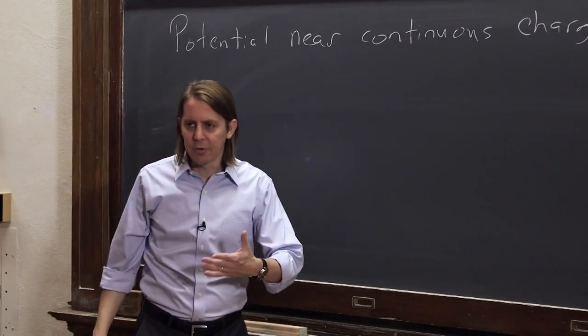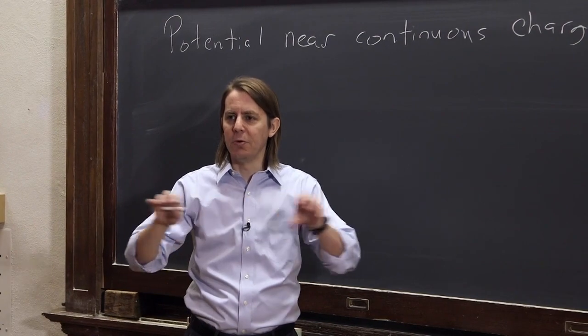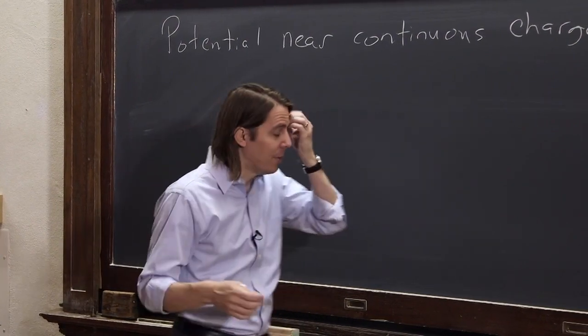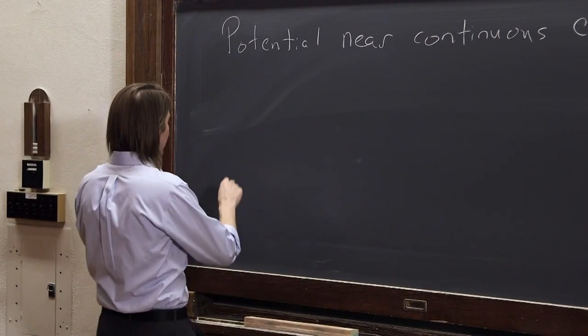So just like with the electric field, we think about a smoothly charged object. We treat it as a continuum with some charge density. So we thought about the electric field for that. Let's think about the potential. So let's start with the same one.